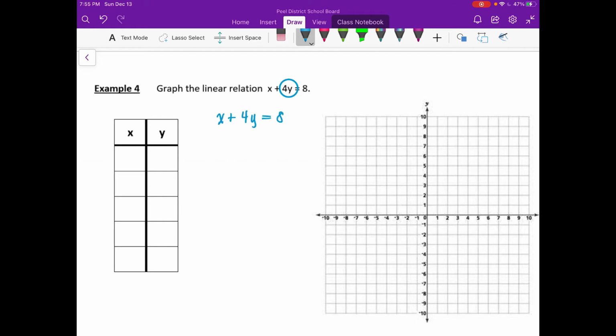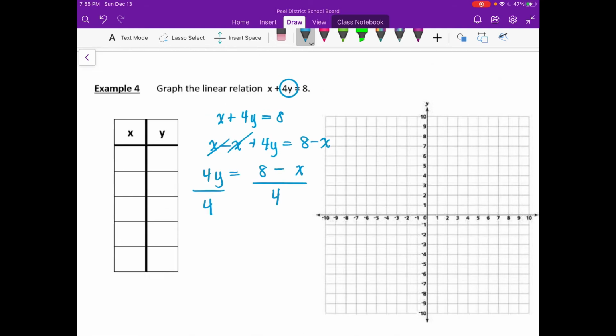We kind of already did this last unit, right? I want to move this x, I want to get rid of it, so I'm going to do x minus x, x plus 4y equals 8 minus x, right? X minus x, get rid of each other, so I have 4y equals 8 minus x, right? And I want to get rid of this 4, so I'm going to divide by 4. I'm going to divide this entire side by 4.